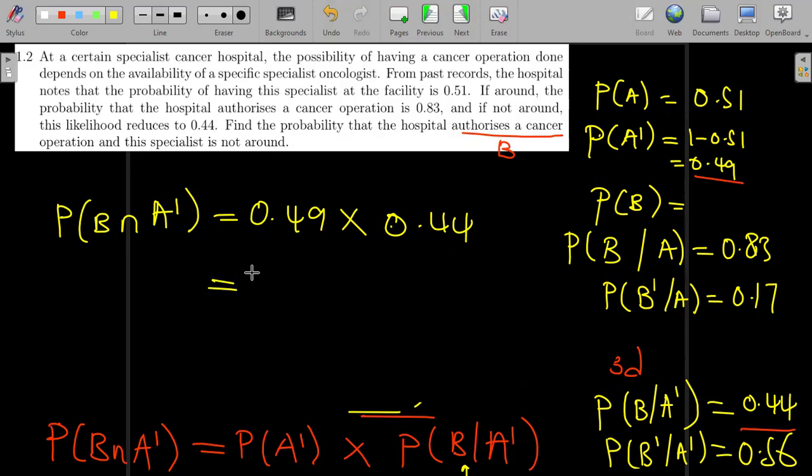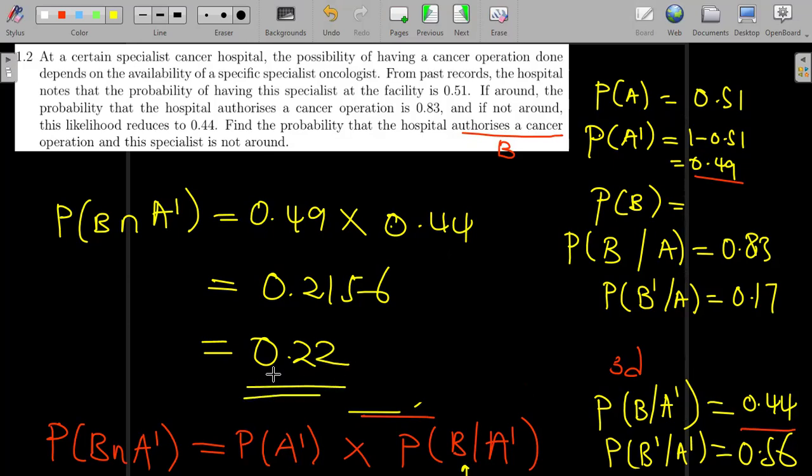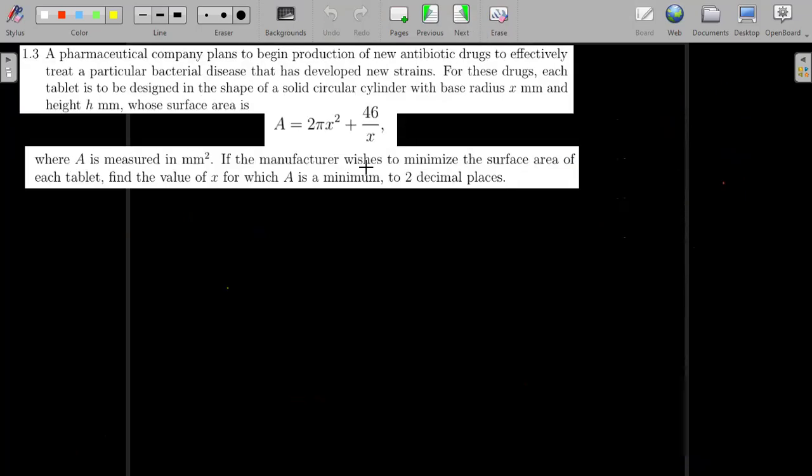Okay, so when we multiply this, we get 0.2156. We can round off to 2 decimal places, so it will be 0.22. So this here is the probability that the hospital authorizes a cancer operation and the specialist is not around. All right, so that's how we solve question 2. Let's go to question 3.